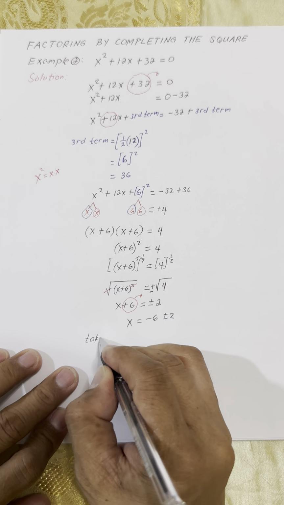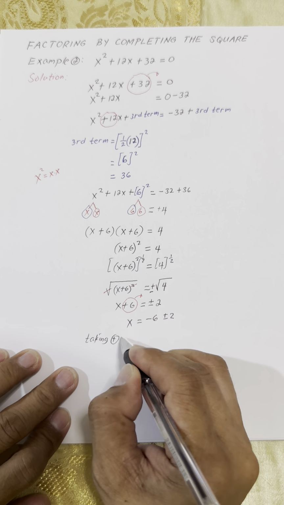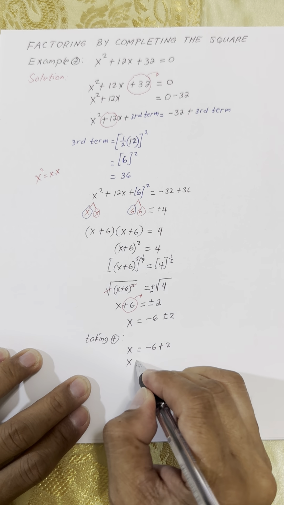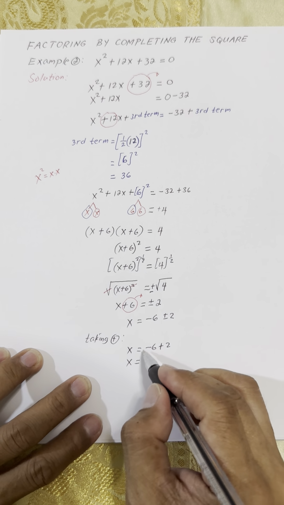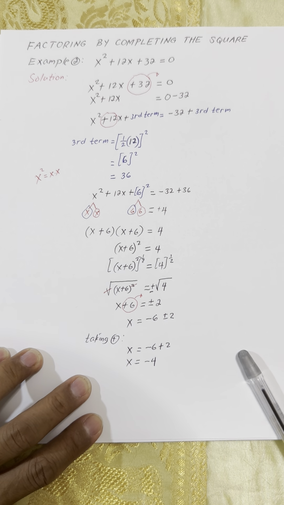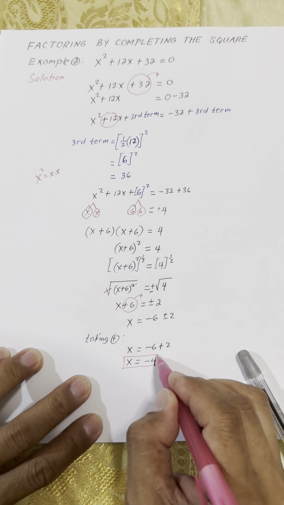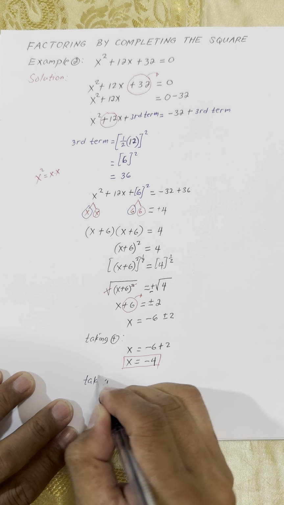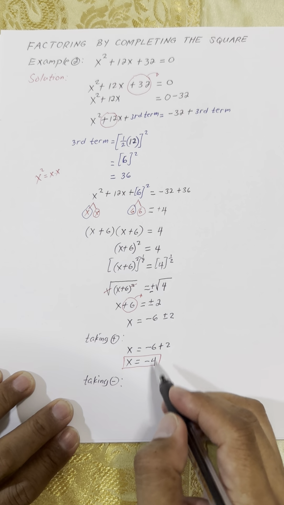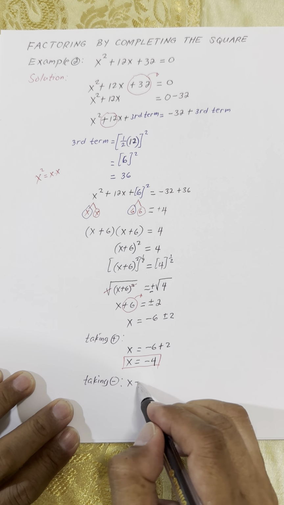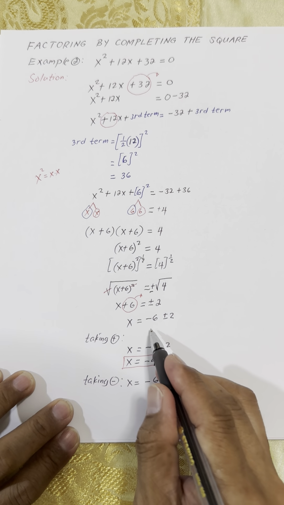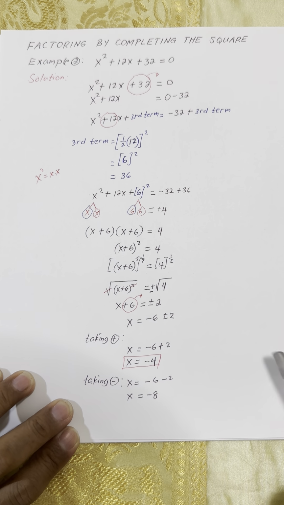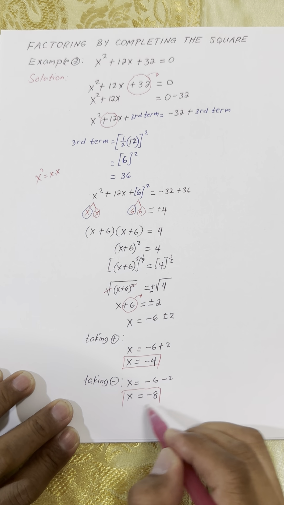Taking plus, x is equal to minus 6 plus 2. Or x is equal to, again, we combine these numbers, so this is minus 4. So that's our first x. Then taking minus, x equals minus 6, then minus 2. So x is equal to minus 8. So this is the second value for x.